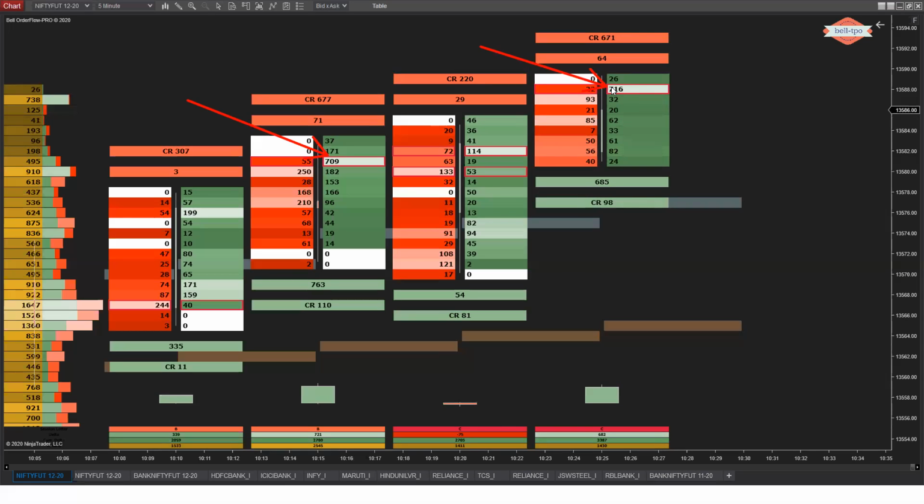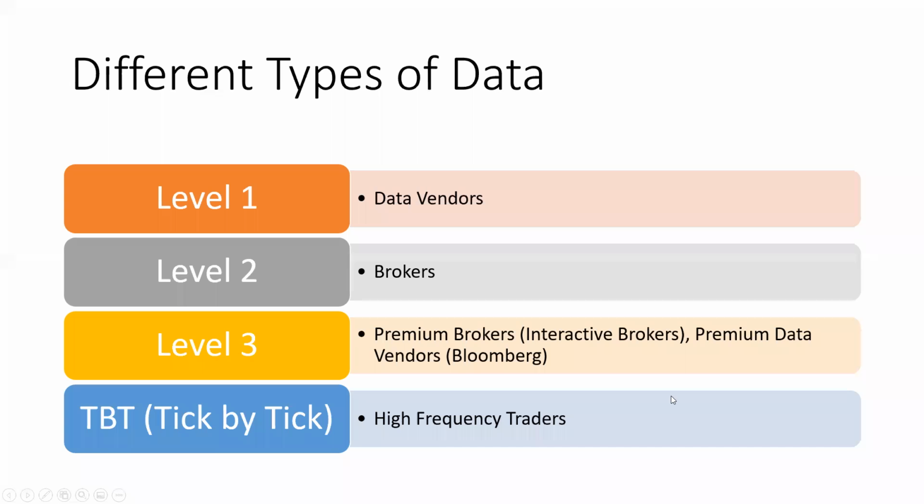All right, so let me go back to the slide here. First of all, many traders ask what data they have to use. There are various types of data available in the markets: level 1 data, level 2 data, level 3 and tick by tick data.